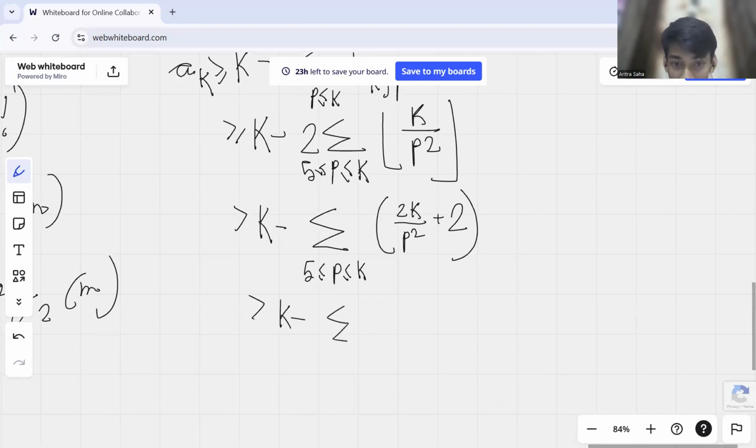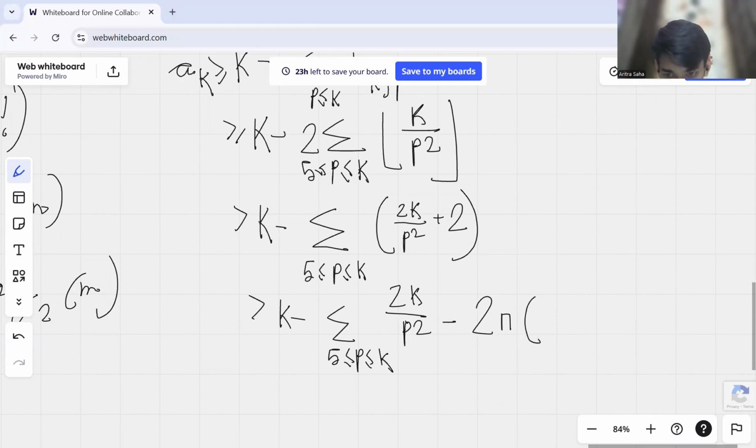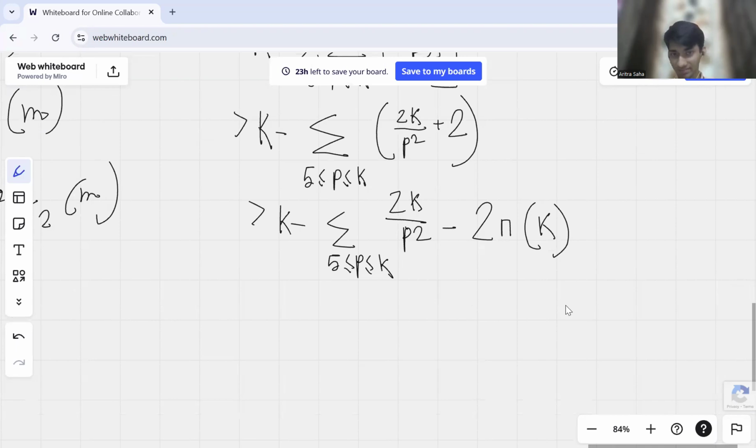So it will be, one thing is summation 5 less than equal to p less than equal to k. And this thing is the number of primes it has, and you have 2. So it will be, wait, I'll just write this: plus 2k by p square, it should be minus 2 into pi of k. Pi is the number of primes. So we are looking at the number of primes less than equal to k. We don't care about 2 and 3 because for large enough things, 2 doesn't matter. So we'll just introduce 2 into pi of k. Makes sense? Right.